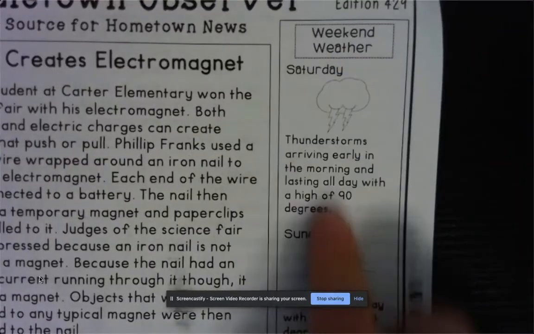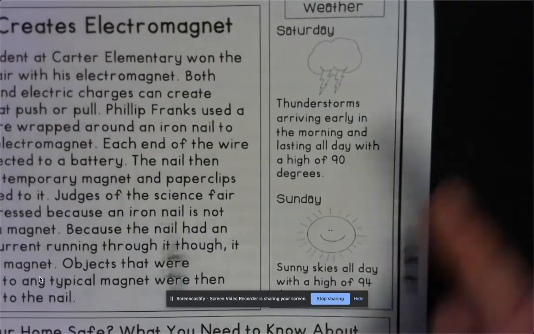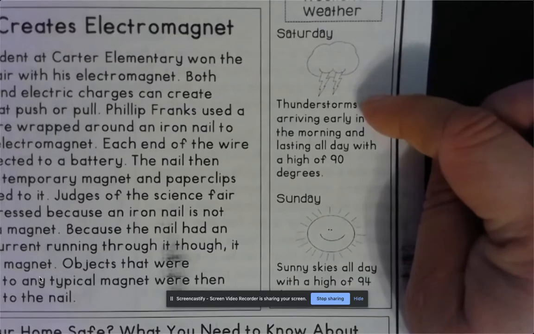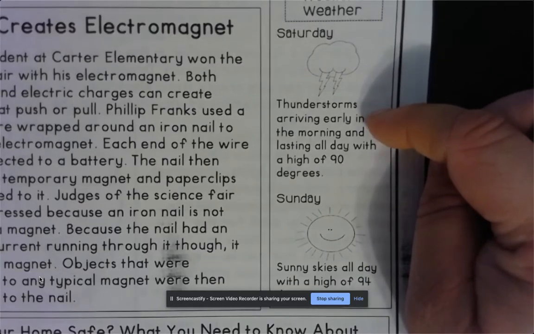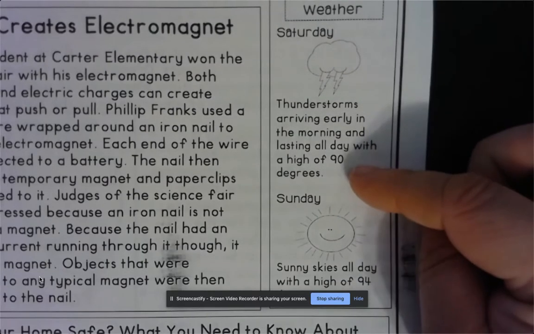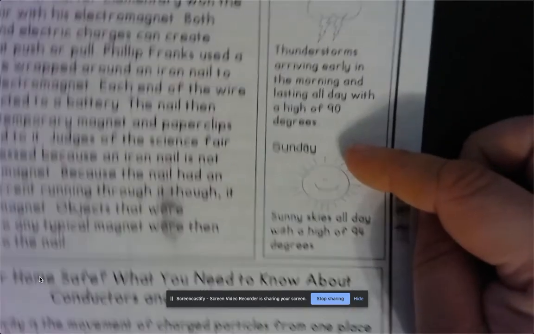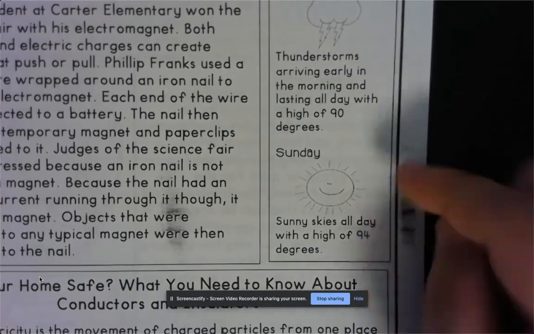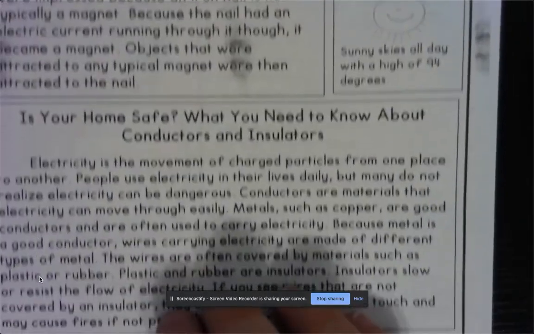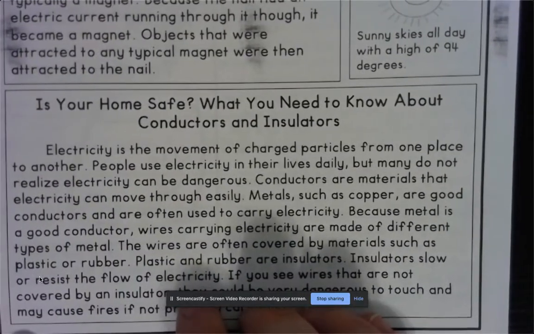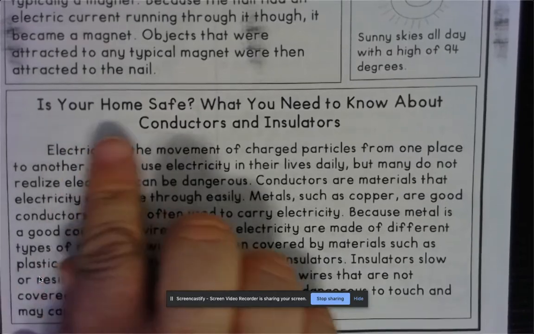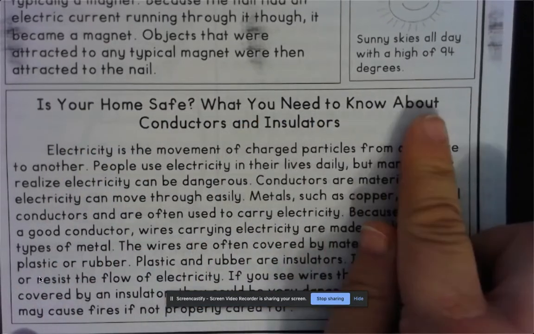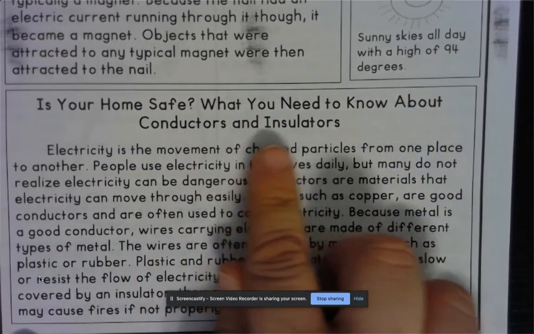Over here on the side, they give us the weather for the weekend. So it tells us Saturday, thunderstorms arriving early in the morning and lasting all day with a high of 90 degrees. And Sunday, sunny skies all day with a high of 94 degrees. At the bottom, they give us something else to think about. It asks us, is your home safe? What you need to know about conductors and insulators.